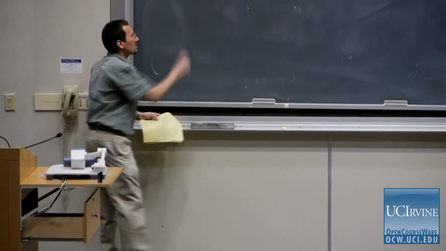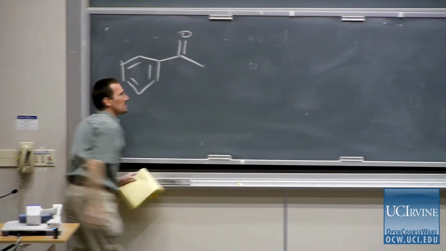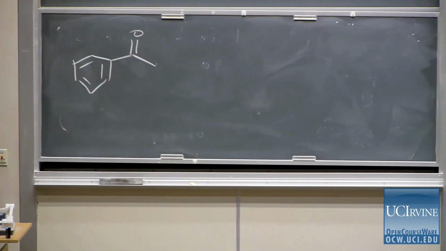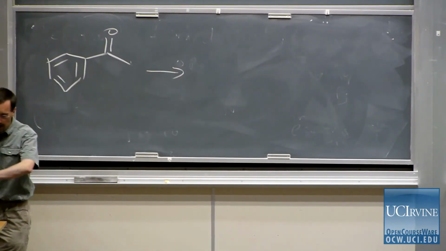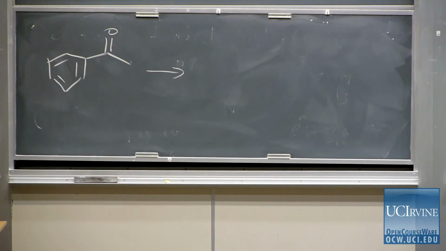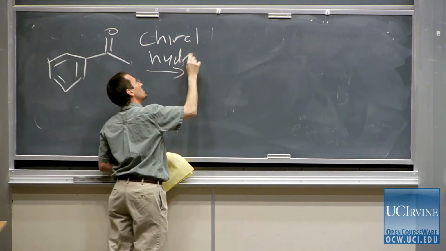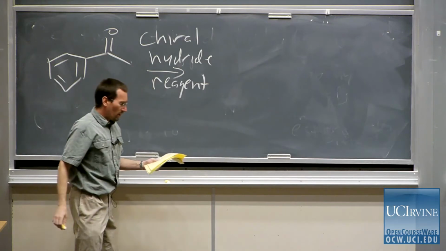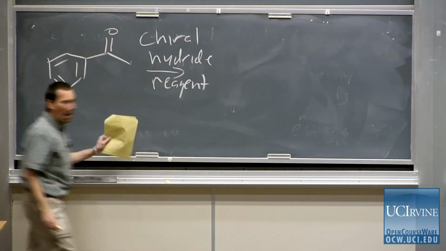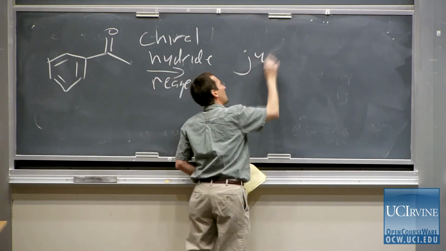So, in this reaction, your textbook focuses on one particular reagent called the CBS reagent, in part because the author of your textbook got her PhD with Nobel Prize winner E.J. Corey, who invented this reagent. But in general, there have been many sources of chiral hydride reagents that have been invented. And the general goal is, instead of making one enantiomer and the other in equal amounts, you get just one enantiomer.